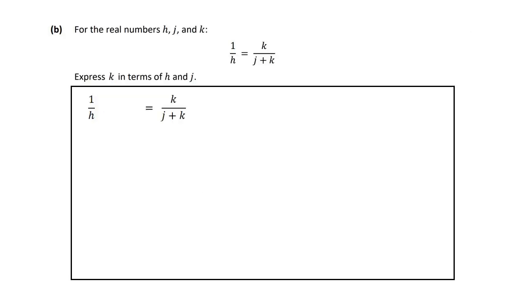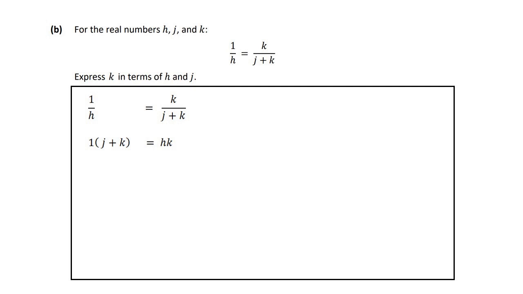Moving on to question b, we are asked to express k in terms of h and j. In other words, we want to isolate k on one side of the equation. It will be easier for us to get rid of the fraction, so we start with cross multiplication.